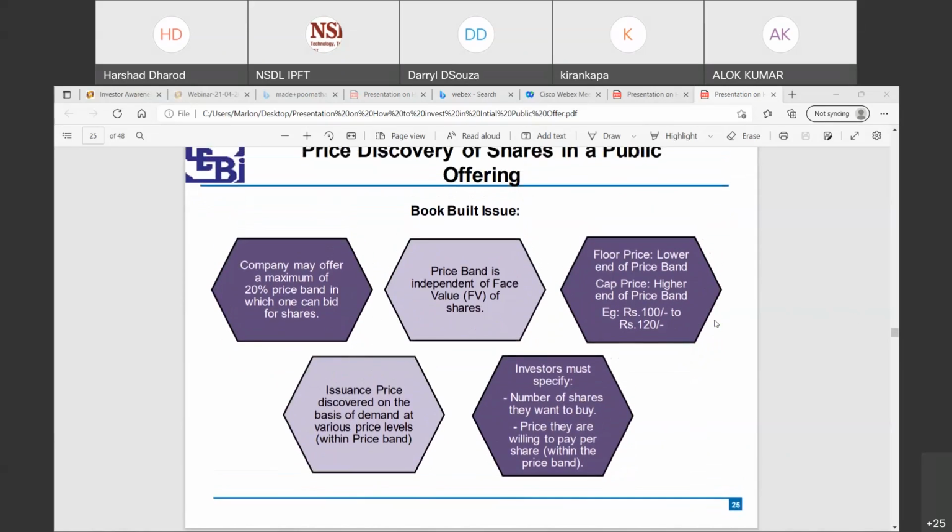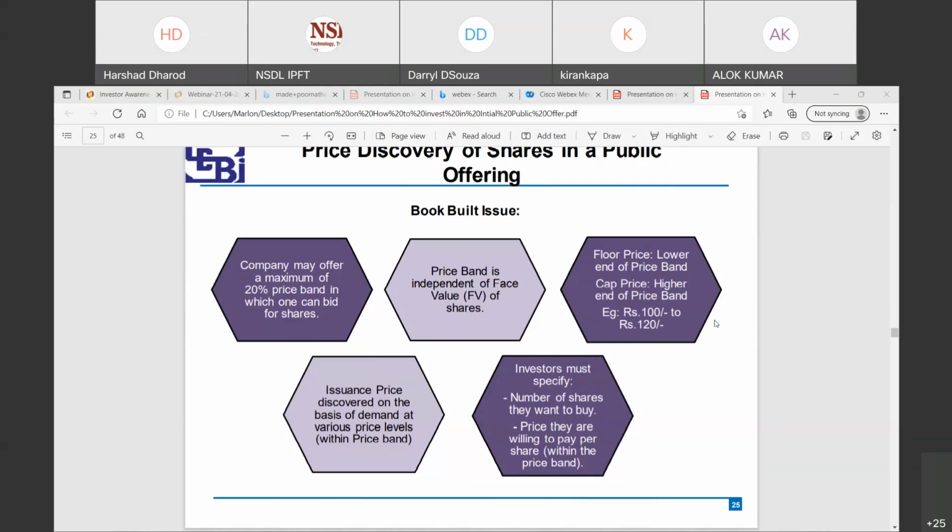Then the issue price is discovered on demand. This is how the price gets determined. Suppose the issue size is 100 crores and the price band is from 100 to 105. Typically we go in descending order. We see first how many bids were received at 105. If at the 105 price point I got 100 crores or more, then my price discovered would be 105, because at 105 whatever the company asked for has already been received. So the price will be fixed at 105.